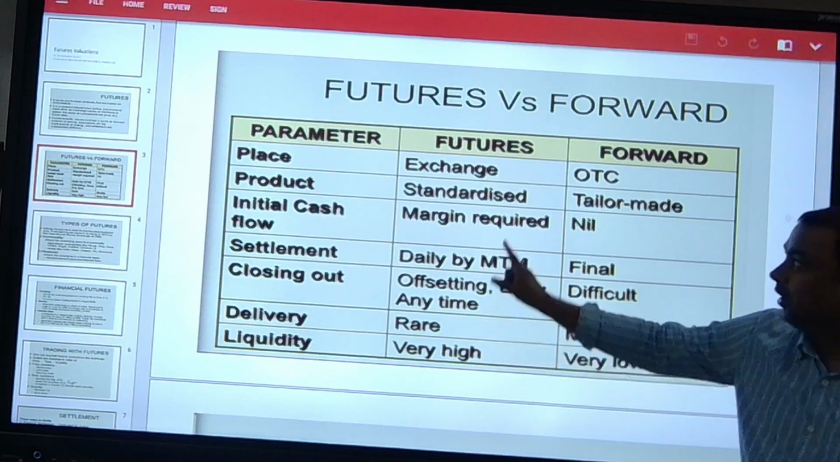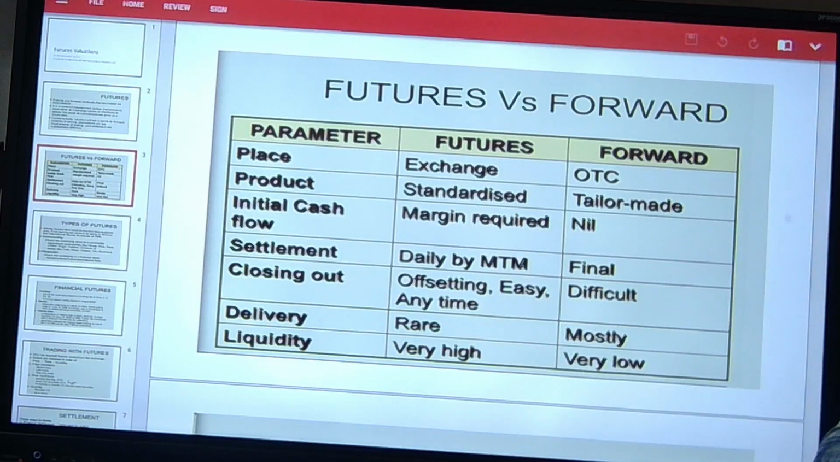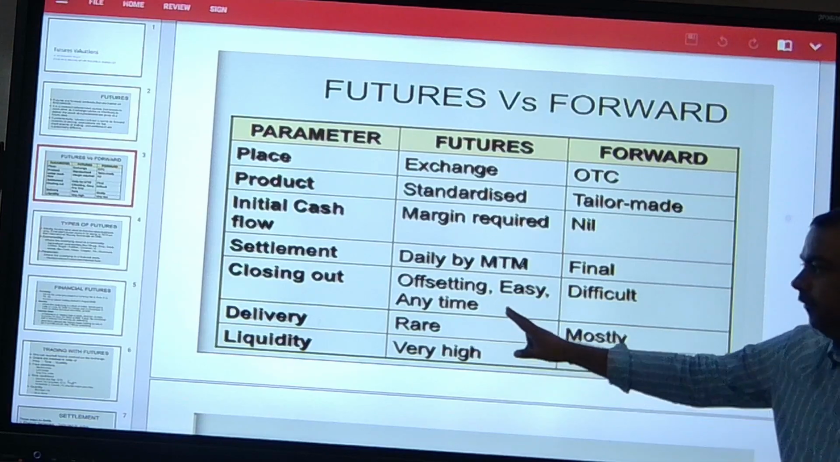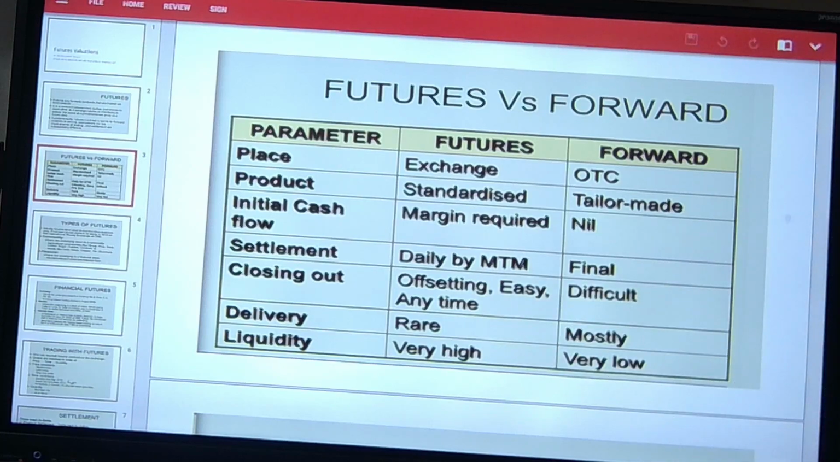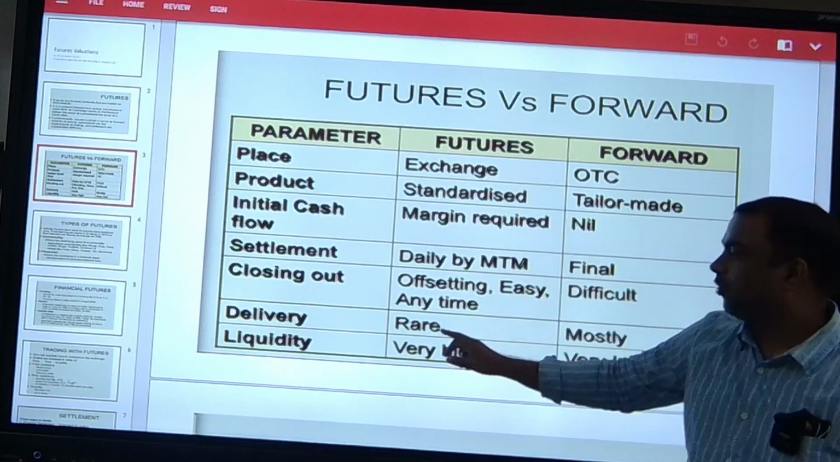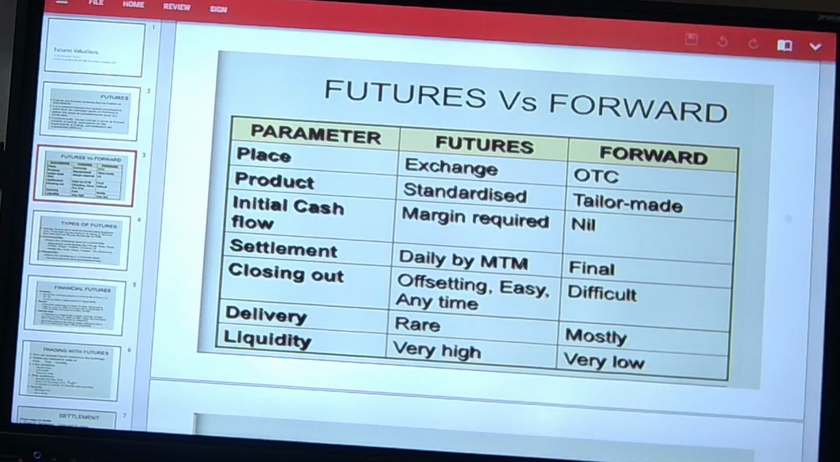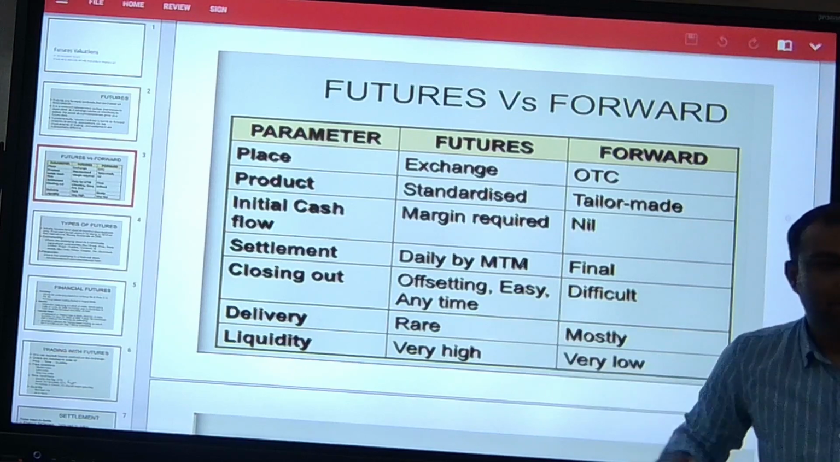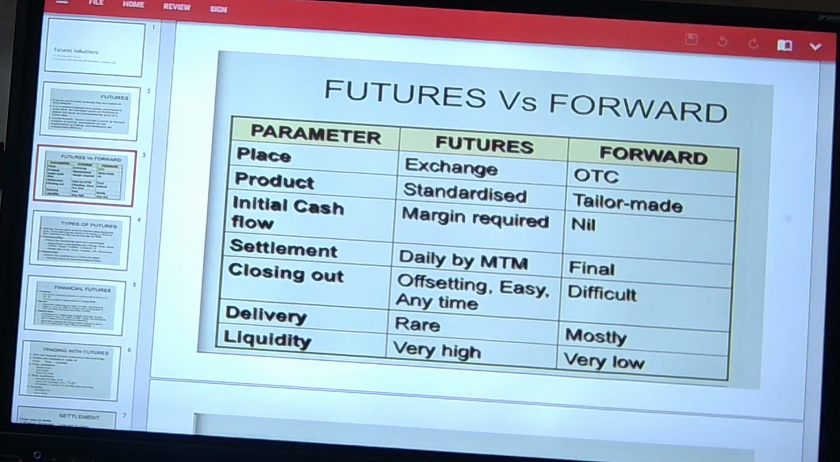Closing out is important in futures. Offsetting, or squaring off, can be done at any time before the maturity date. You can square off your contract in futures at any time by using the exchange, by using your demat account. Here, in forwards, the settlement or closing out is very difficult because there is no buyer available. You have to choose some other party by yourself, or you have to lower the price of your contract. Futures contract delivery is very rare. Generally it is cash settled before the delivery time, before the maturity date. Especially for the stock market, around 100% of contracts are cash settled before the expiry, and it is mostly the settlement delivery item.